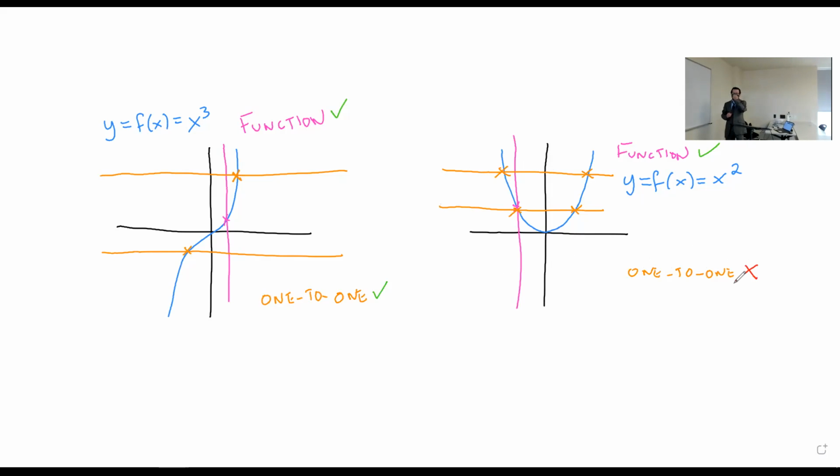Now, again, why is this important? Because if we want to calculate, and we're going to see how to do that in a bit, if we want to find the inverse of the function, we are going to be able to do it for this one, but we are not going to be able to do it for this one. Okay.